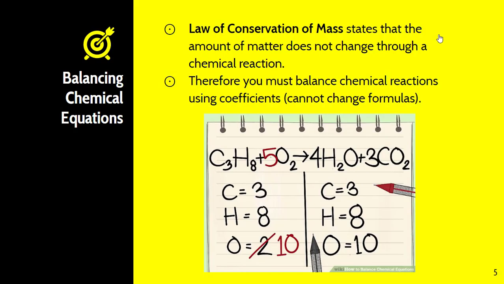Now, since we're talking about chemical equations, I think it's important to talk a little bit about the conservation of mass. And that simply states that the amount of matter does not change as you go through a chemical reaction. The amount of atoms that you start with needs to be the same as the amount of atoms that you end with. And therefore, you must balance those chemical equations using coefficients. You cannot change the formulas, but you can add coefficients to the front in order to balance them out.